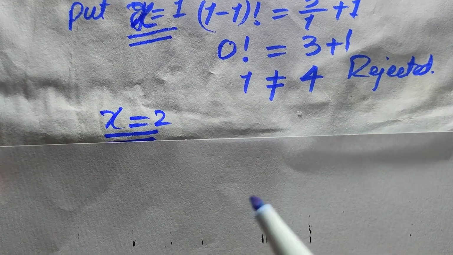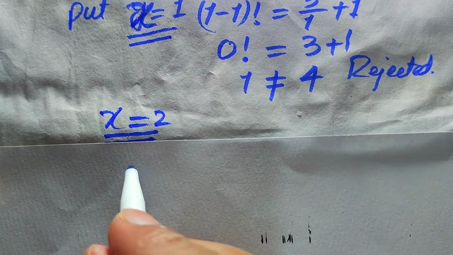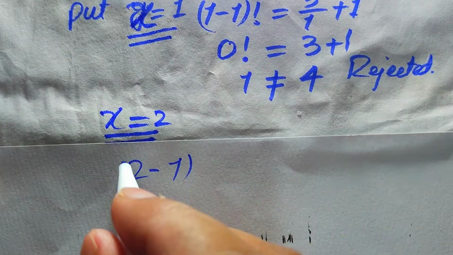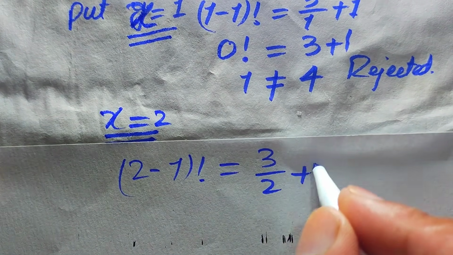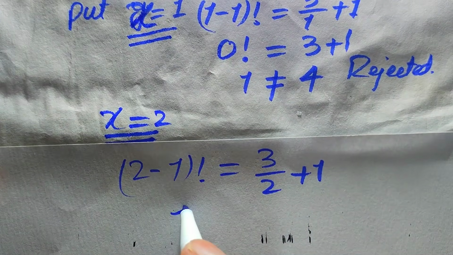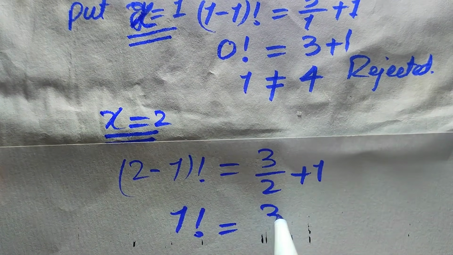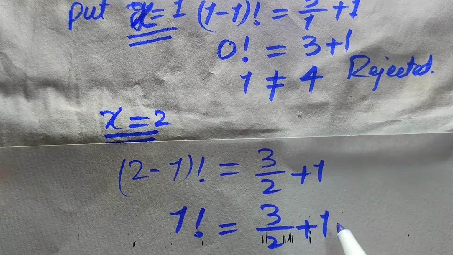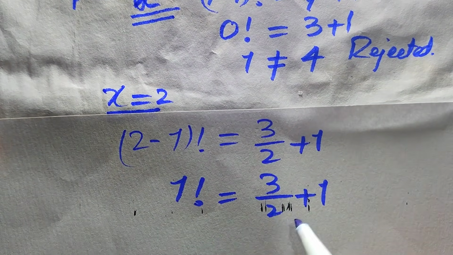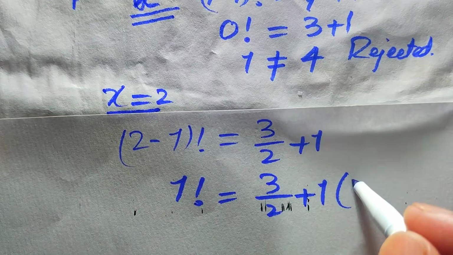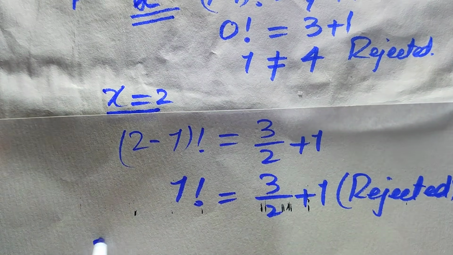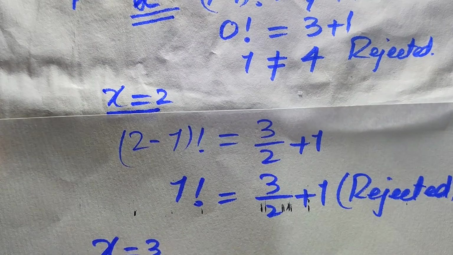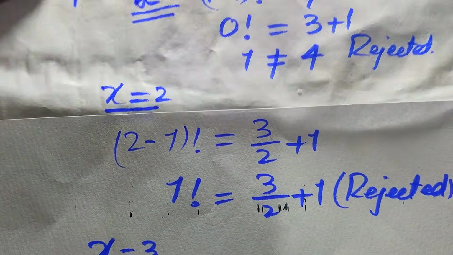So we put x is equal to 2 on both sides. When we put x is equal to 2, our above equation is written as 2 minus 1 factorial is equal to 3 divided by 2 plus 1. So you see that 2 minus 1 becomes 1 factorial is equal to 3 over 2 plus 1. And here you clearly see that both sides are again not equal, so we again reject this case. And now we choose x is equal to 3.